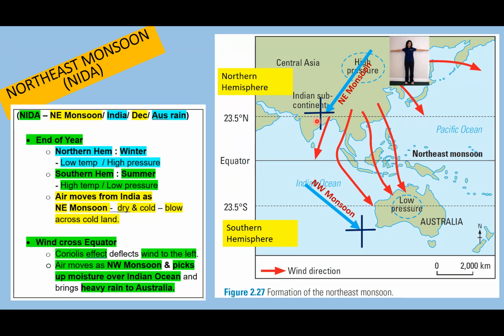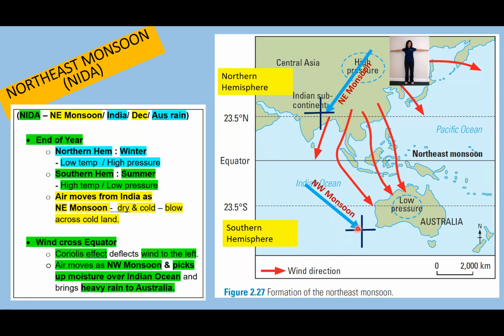Now, once it reaches the equator, the Coriolis effect will deflect the wind to the left. This is your left. How do you know this is your left? You see here, this is you, this is your right, this is your left. So this is your left. And the arrow here, draw the compass, and this is your north, this is your west, so this is your northwest monsoon. The wind is blowing from the northwest, and we call it the wind as northwest monsoon.